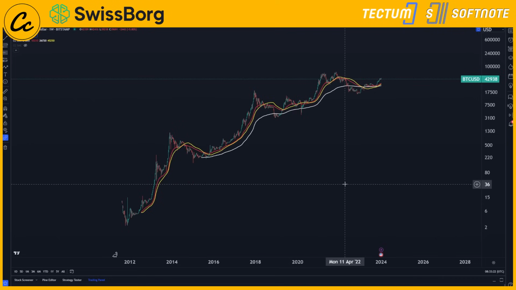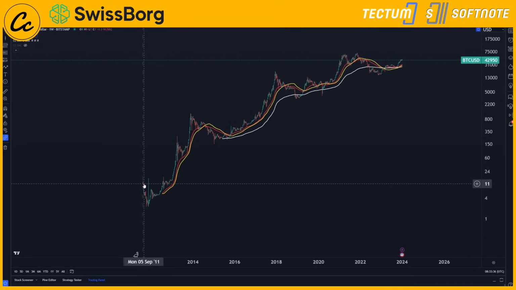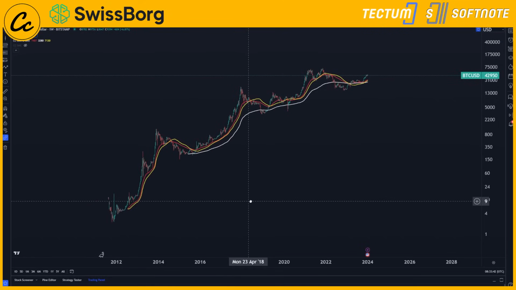Okay guys, so for this analysis today, we're going to be sat here on the weekly time frame. We're using Bitstamp as our data source, so we have data that goes all the way back to over here, this being 2011, so August 2011, right? So we've got data that goes back quite a way.